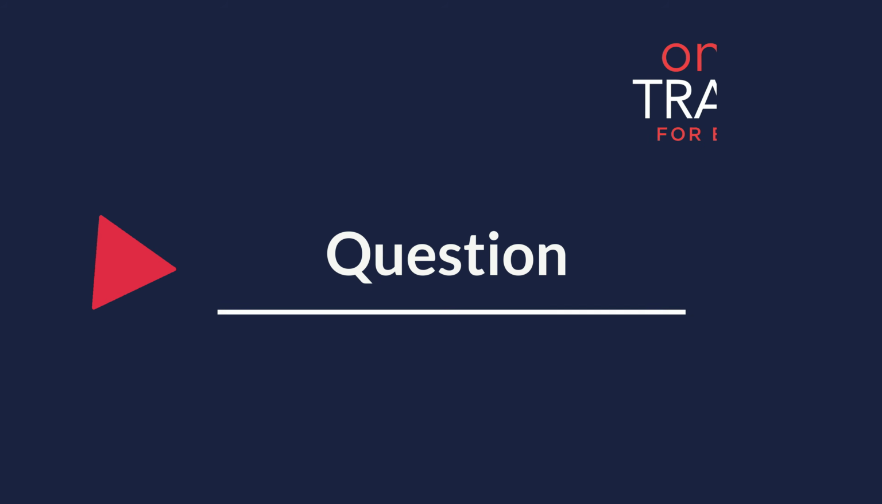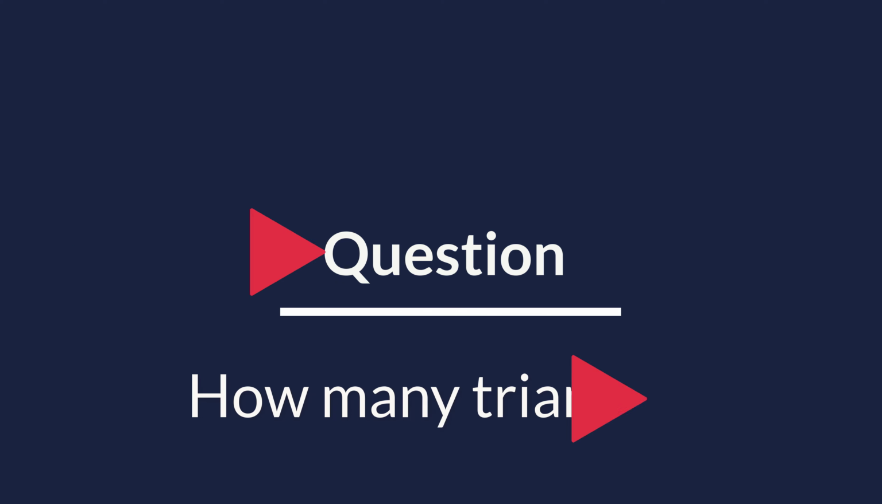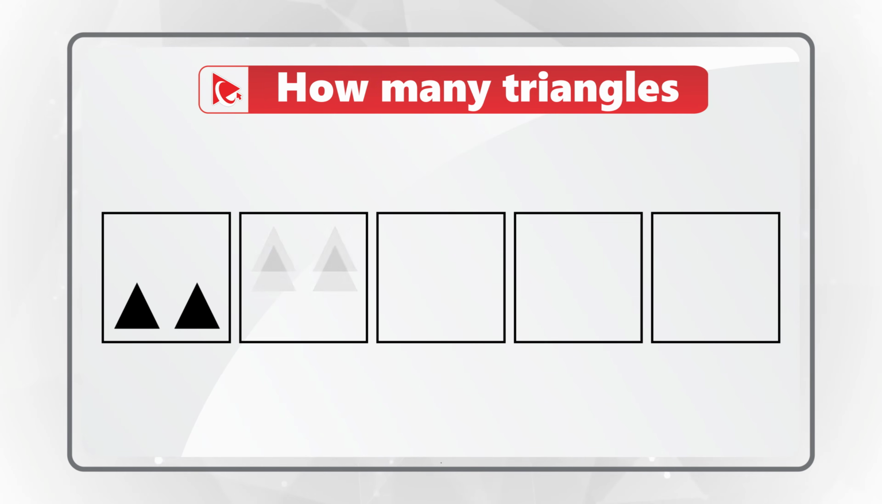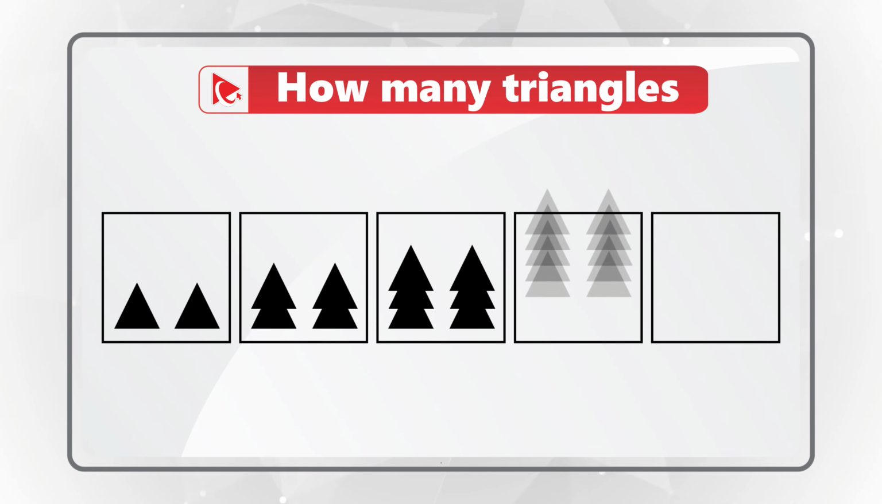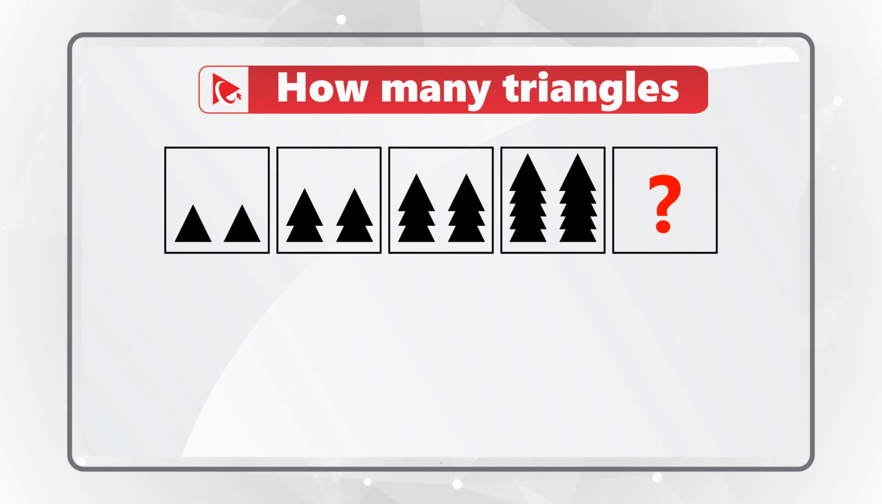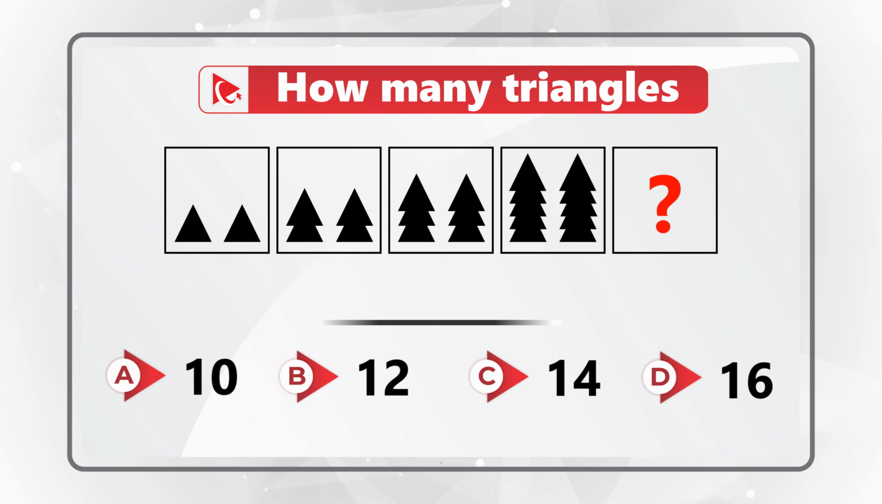Here's a cool question to test your analytical skills. You're presented with the sequence of squares, and each square box has triangles. First box has 2 triangles, second box has 4, next one has 6, one after that has 10, and you need to determine the number of triangles you should put in the box with the question mark. You have 4 different choices. Choice A, 10, choice B, 12, choice C, 14, and then choice D, 16.